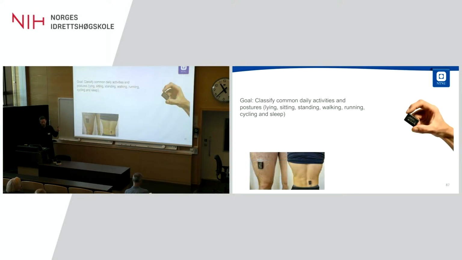So our goal was to move away from the cut-based measures and classify the common daily activity types. That being lying down, sitting, standing, walking, running, cycling, and also sleep. And this is the setup that we've used. One sensor attached directly on the thigh and one on the lower back that people were asked to wear for 7 consecutive days.